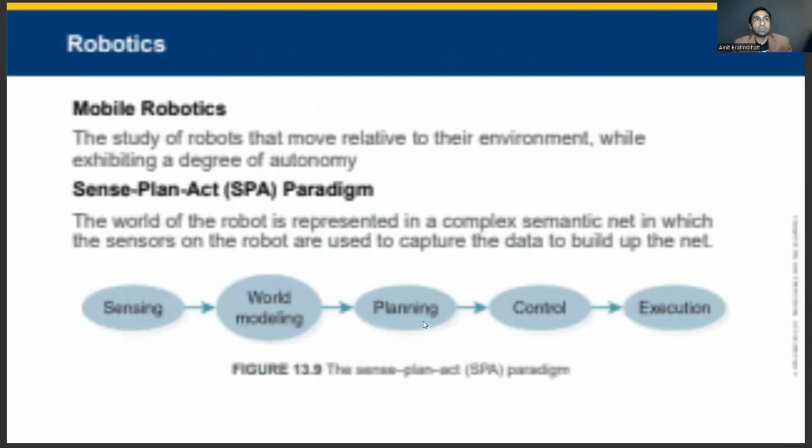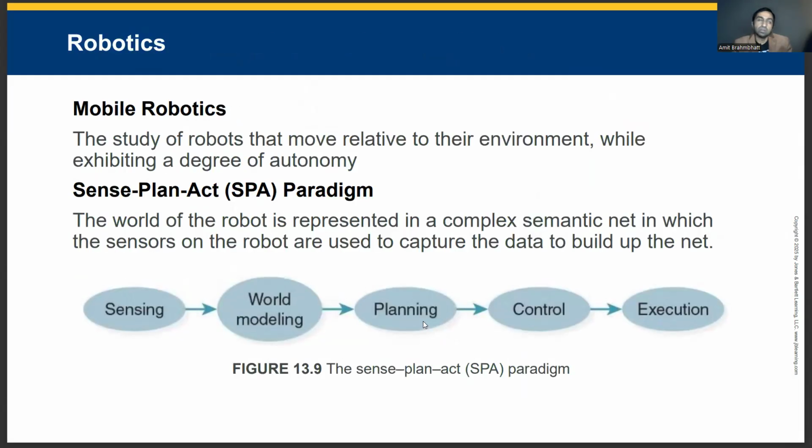Slide 47, Robotics. This slide introduces mobile robotics, which involves robots capable of autonomous movement. The Sense Plan Act, SPA, paradigm describes how a robot perceives its environment, decides what to do, and then acts. Sensors provide the data needed to build a model of the world, which the robot uses for navigation and decision-making.